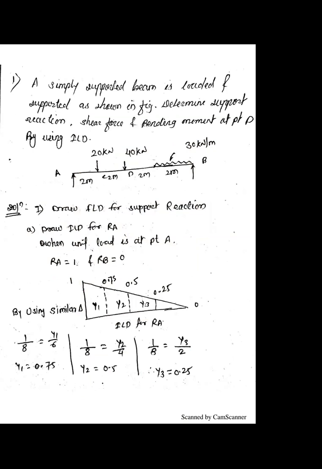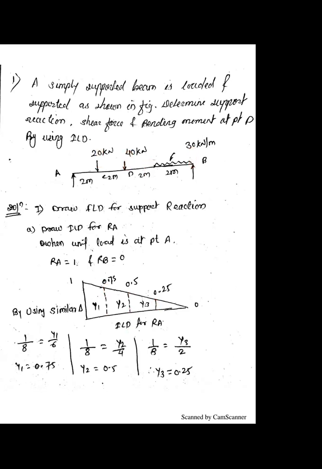After drawing the ILD, draw the coordinate of given load or use given figure. Means at this point, external force is given 20. So draw the coordinate line for this load. Then second one is 40. Then draw the coordinate line for this load. And this is UDL, starting point of UDL. So here is third coordinate. And this is already we know 0.